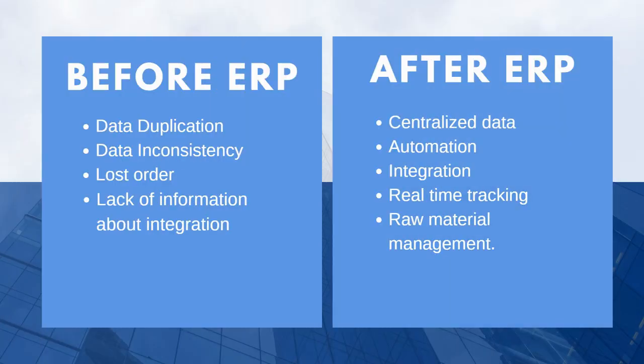I'll tell you the pros and cons, before ERP and after ERP. Before ERP, everything is done manually. So there is a chance of data duplication, data inconsistency, you can lose track of or lose the order, and there will be a lack of information between the departments. When it is on a large scale, it is very hard to integrate all this information, right? So when ERP is introduced, the data becomes centralized. So everyone will know about the data and have access to it.